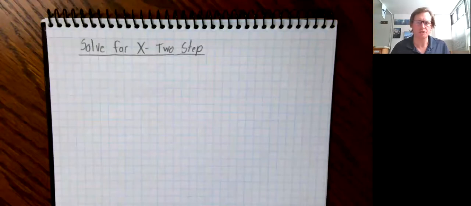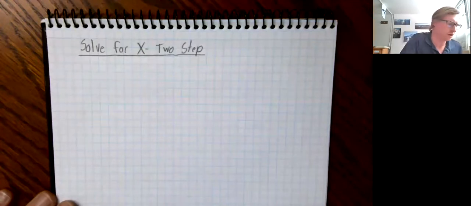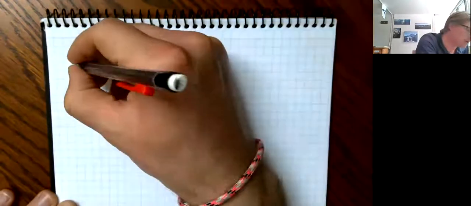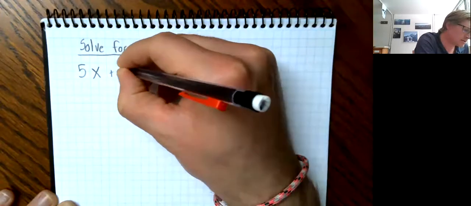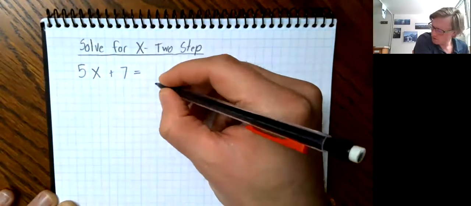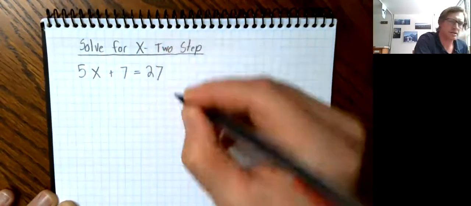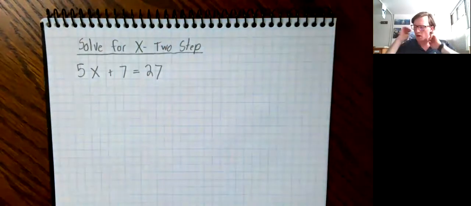We are going to start talking about what to do when we have a two-step solving for x problem. So we'll jump right into our first practice problem, which is 5x plus 7 equals 27.